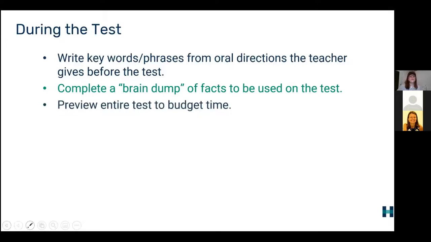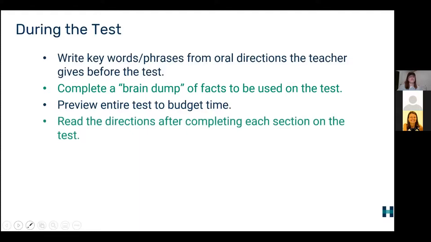That's where you preview it entirely. Do I have an essay? How many short answers do I have? If I have a lot of multiple choice, circling won't take as much of my writing time. I need to know how to budget my time. Read the directions after completing each section on the test. Don't wait till the end of the test. Read at the end of all the multiple choice, at the end of all the short answer.